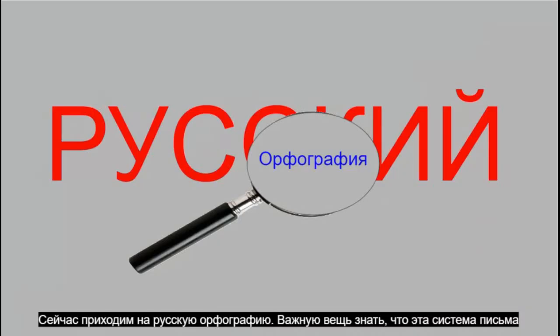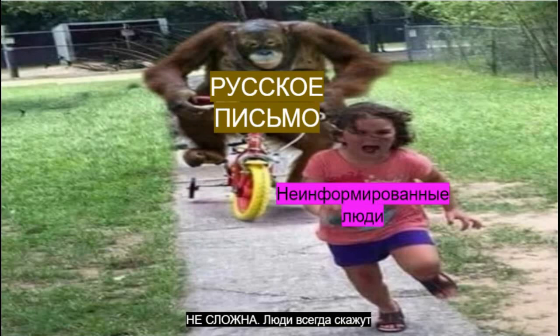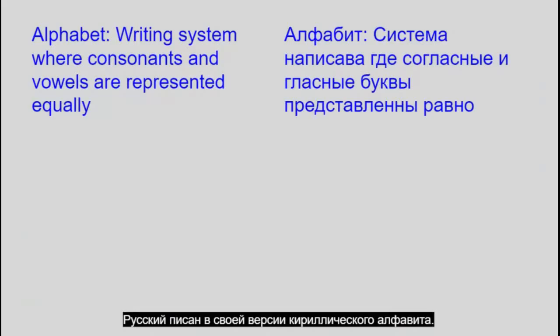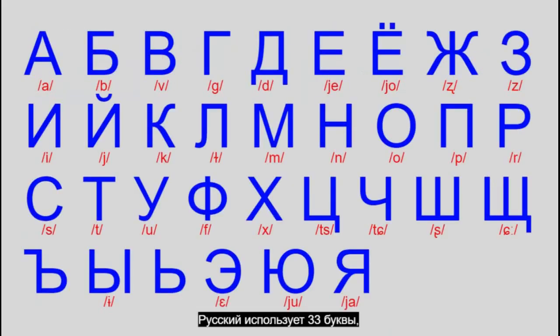An important thing to be aware of is that this writing system is not hard. People are always like, "Russian seems impossible to read," or "reading it has gotta be the hardest part of learning Russian." None of that is true. Russian is written in its version of the Cyrillic alphabet. Russian uses 33 letters, with 21 consonant characters, 10 vowel characters, and 2 special characters.